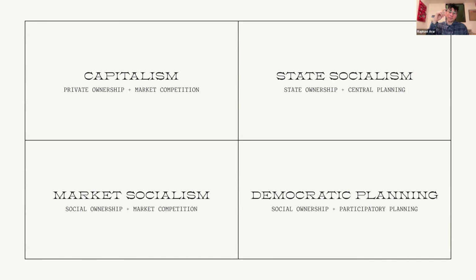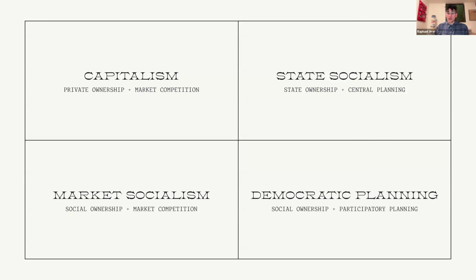So capitalism in the top left is private ownership with market coordination. State socialism is state ownership and central planning, which was the Soviet model. And then market socialism is this interesting category of models that we won't be covering today. But that's social ownership plus market coordination. So that's worker cooperatives that are competing in markets. Yugoslavia is probably the only serious historical example we have of that. And then there's the fourth box, which we're going to be focusing on today, which is social ownership and participatory planning, and that's democratic economic planning.